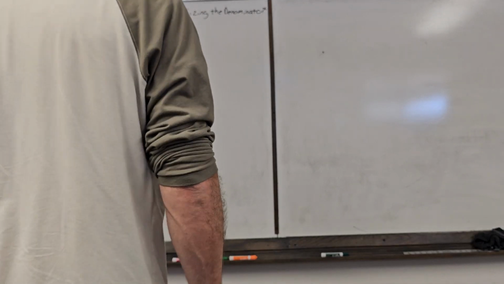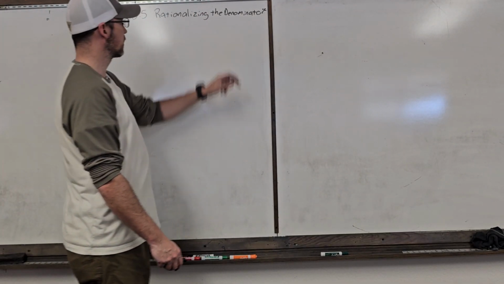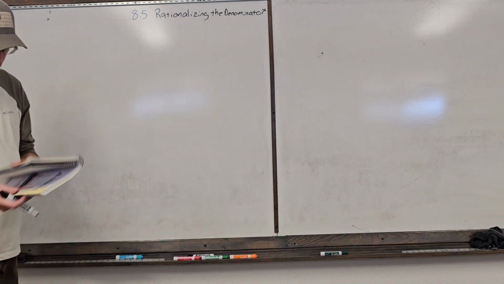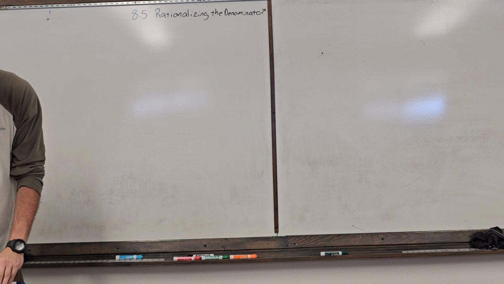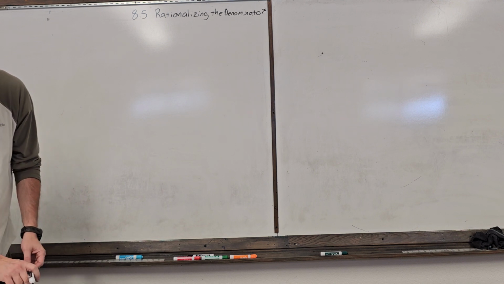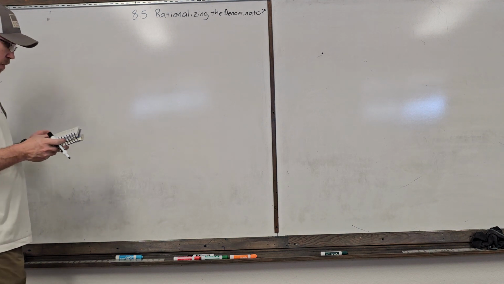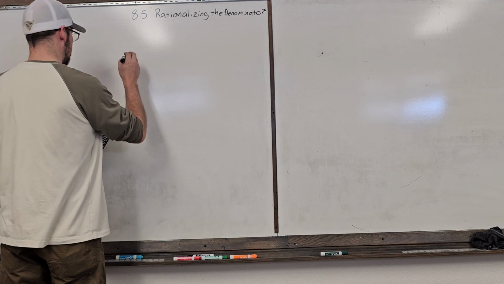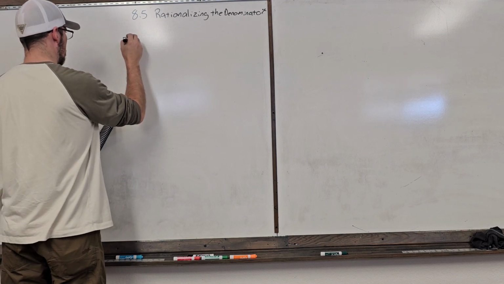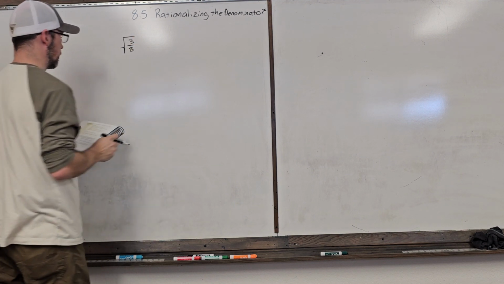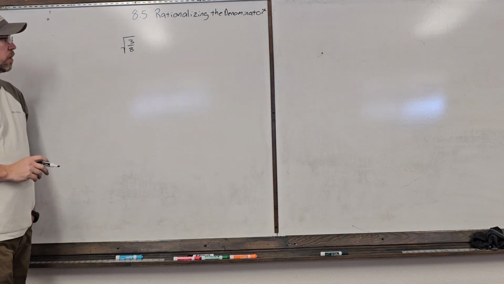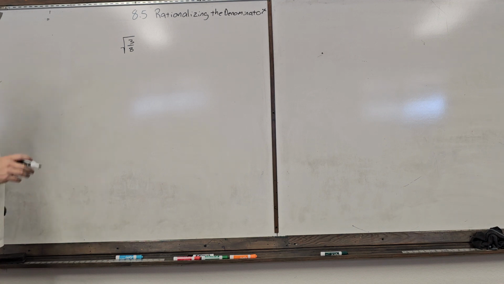All right, 8.5, rationalizing the denominator. Let's get a couple examples. Let's do the square root of 3 over 8. All right, so this one, I have to be able to look ahead.